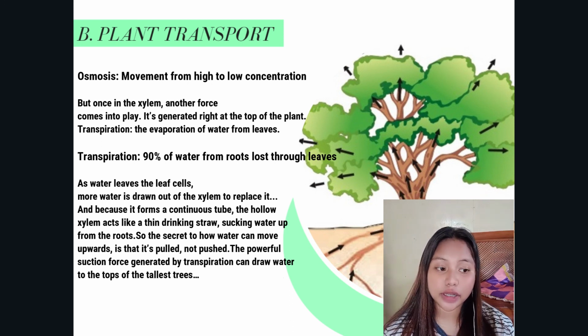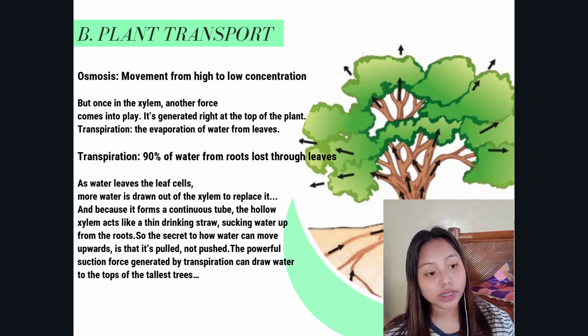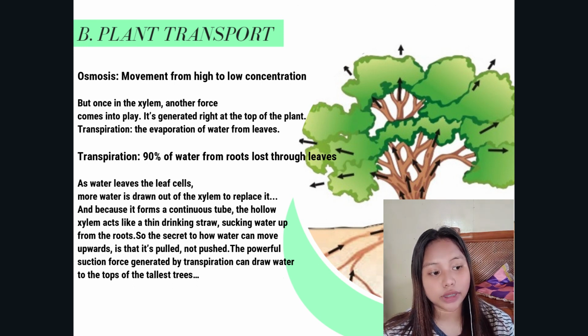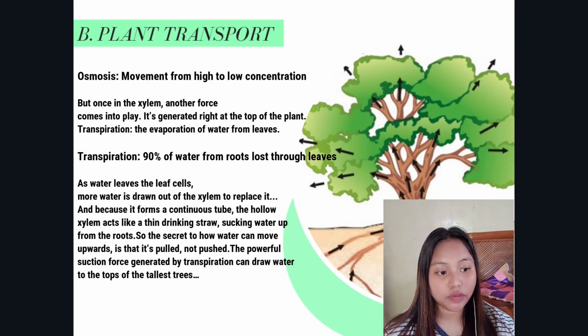As water leaves the leaf cells, more water is drawn out of the xylem to replace it. And because it forms a continuous tube, the hollow xylem acts like a thin drinking straw, sucking water from the roots. So the secret to how water can move upwards is that it's pulled, not pushed. The powerful suction force generated by transpiration can draw water to the tops of the tallest trees.